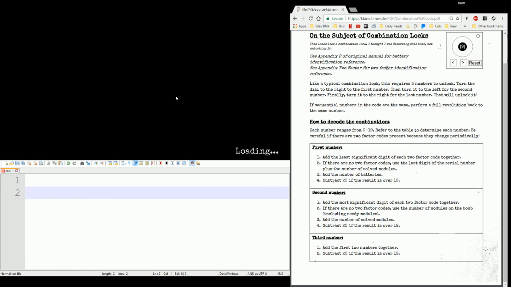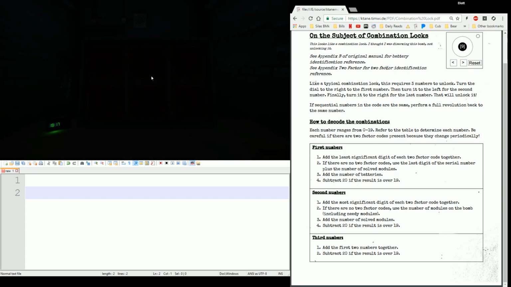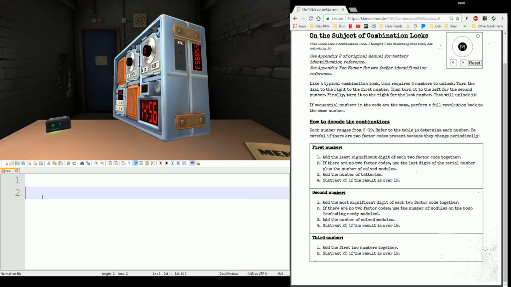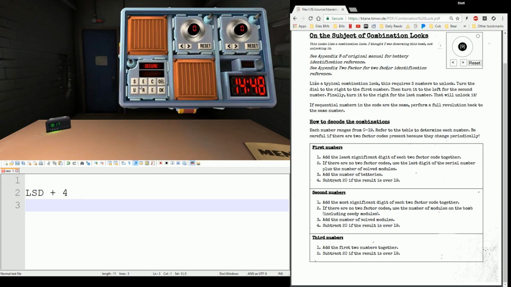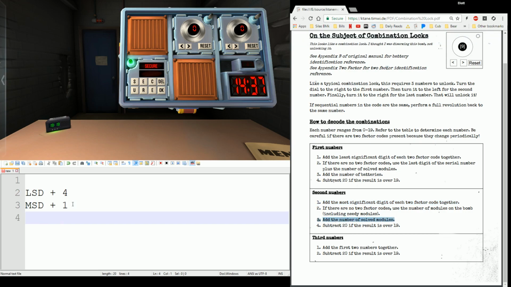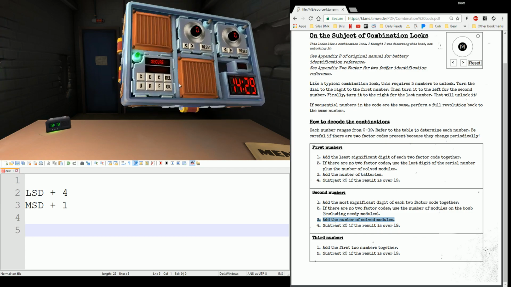So, this one, obviously, you saw all we really need is the number of batteries and the 2 factors. We have 4 batteries, so that's something. So our first step is going to be least significant digit plus 4 batteries. We have no solve module. Let's go ahead and solve one. So for our second number, it's going to be the most significant digit plus 1, because I have one solve module. And again, we're not going to bother solving for the third number, because we're just going to spin it till we're done. So let's find our 2 factors.